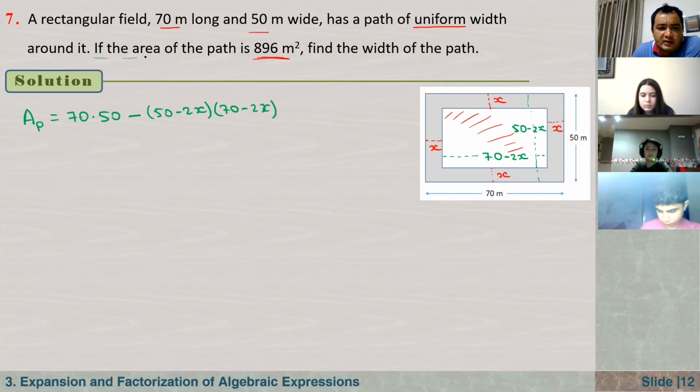And it says that the area of the path is 896. So this area is equal to 896. That is the most important step here.